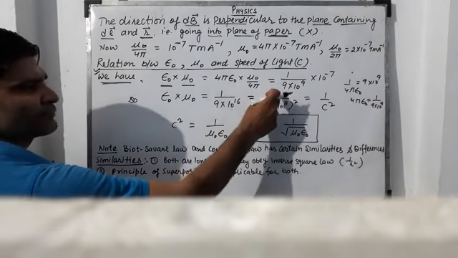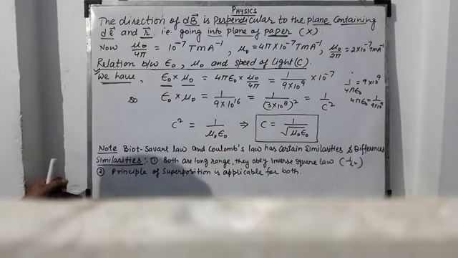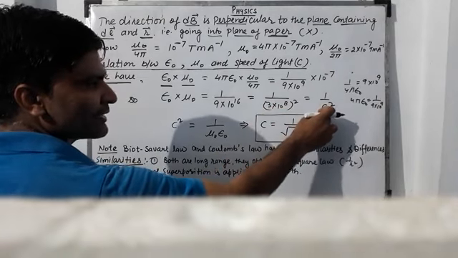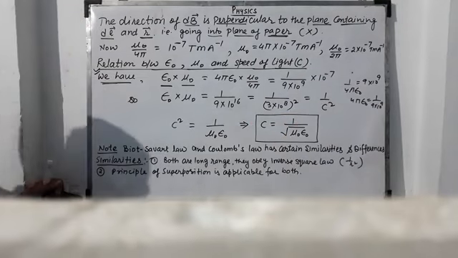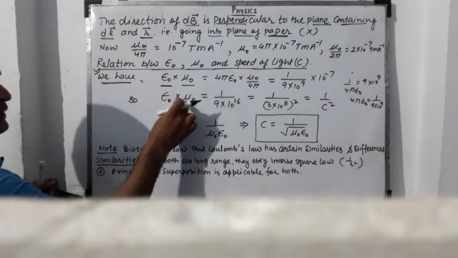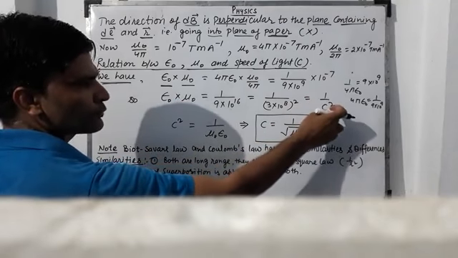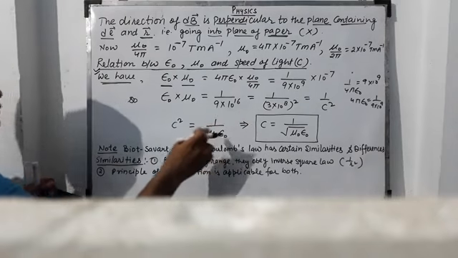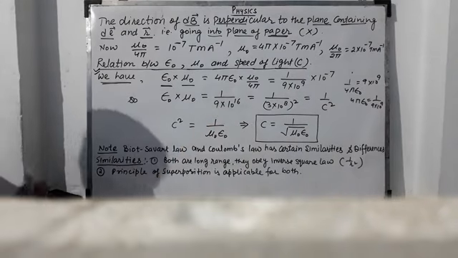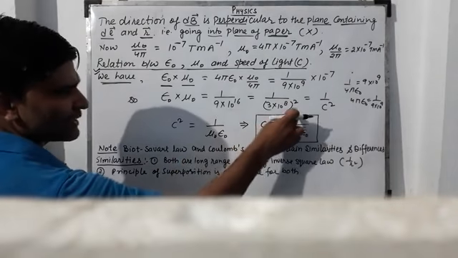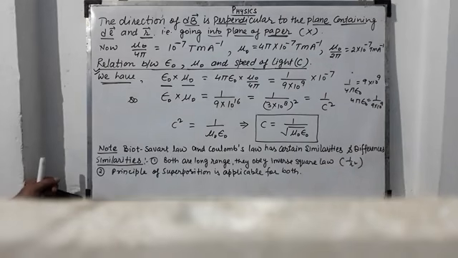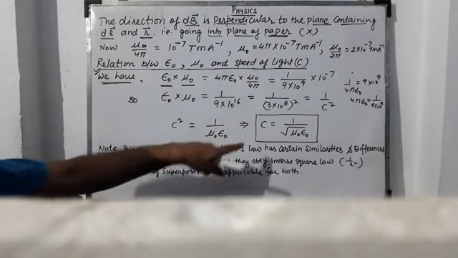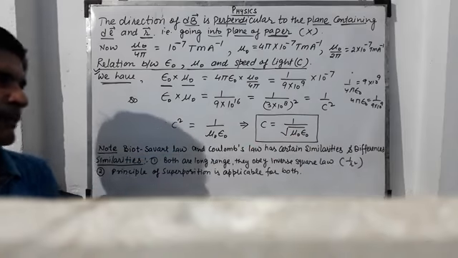This can be written as 1 upon 3 into 10 to the power 8 to the whole square. But this value is the speed of light, that is c, so we have c square. From this, epsilon naught into mu naught is equal to 1 upon c square, so c square is equal to 1 upon mu naught epsilon naught. Now c is equal to 1 upon square root mu naught epsilon naught. This is the relationship between speed of light, permeability and permittivity.